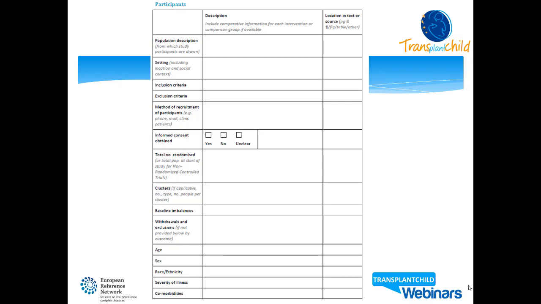The inclusion criteria and exclusion criteria briefly, so we don't have to go further on this, but we need the main inclusion criteria and exclusion criteria of the paper. Then how they have done the recruitment.